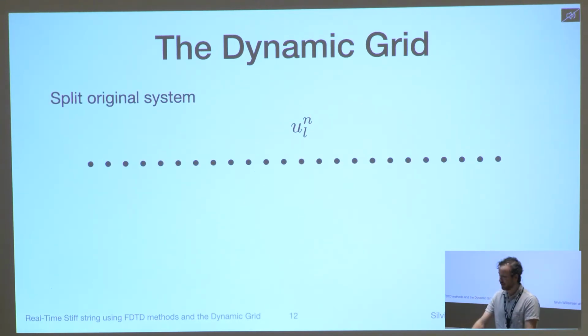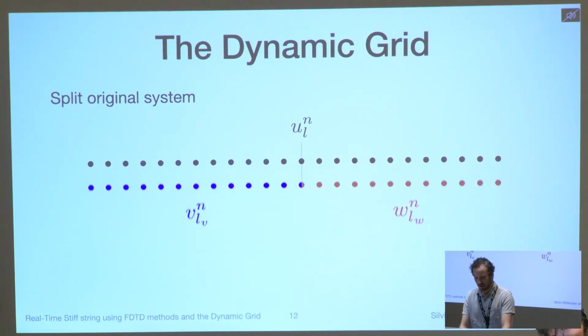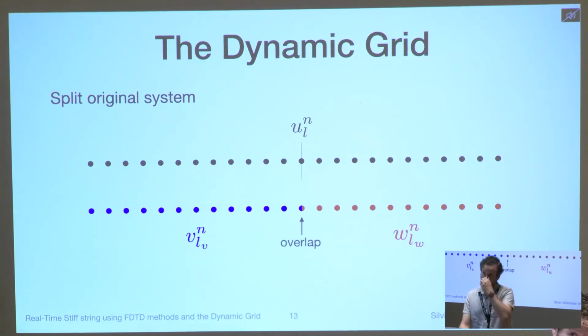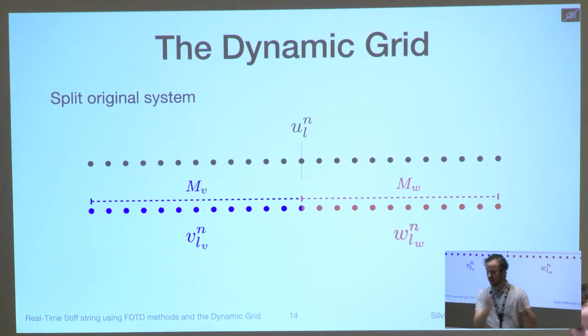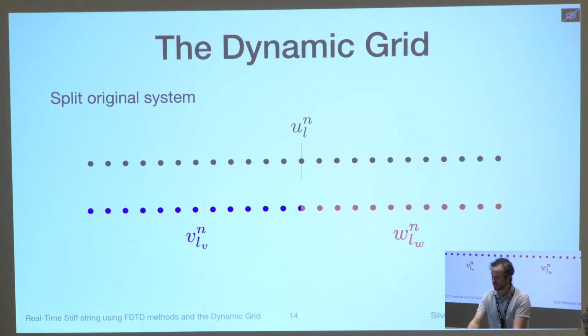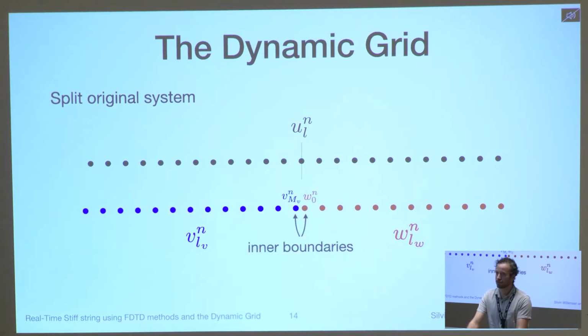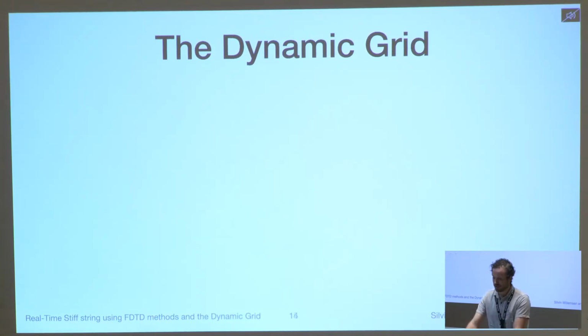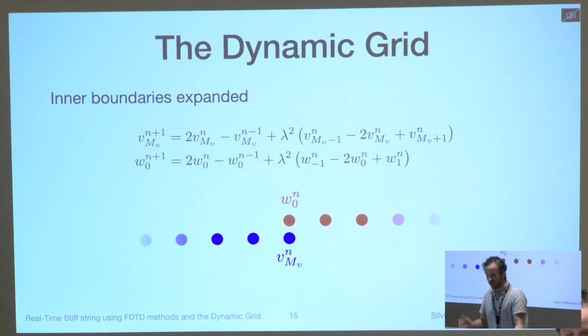So what we do is we split the original system, U, into two subsystems, V and W. Then we have one grid point for overlap, which I'll come back to later. And these points are subdivided into MV and MW intervals, respectively. Then we have our outer boundaries, which are set to be Dirichlet boundary conditions, as you would usually also do with the normal implementation. And then here we have two inner boundaries, which are connected in a specific way, which I'll go into now.